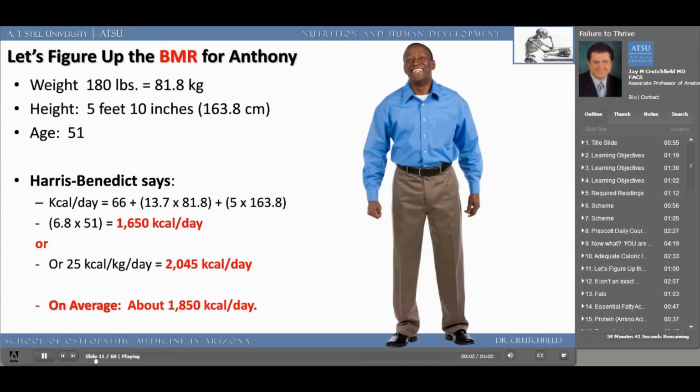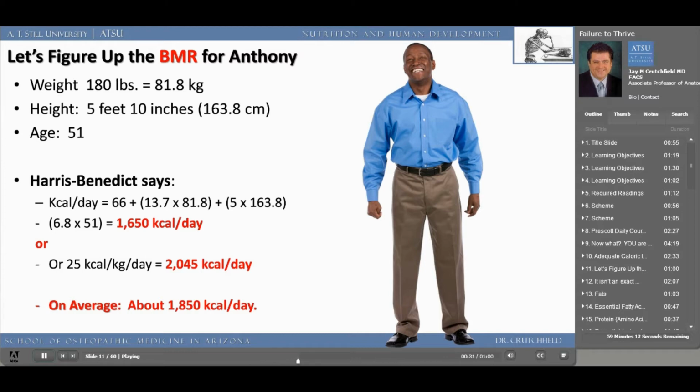Okay, here's Anthony. Anthony weighs about 180 pounds, and if you do the math, it's about 82 kilograms. He's 5 feet 10 inches tall and 164 centimeters in size, and he's 51 years old. The Harris-Benedict equation says that he should have about 1,650 kcals per day just to lay in bed with his eyes closed, breathing. But if you use 25 kcals per day, you see it's about 2,045.